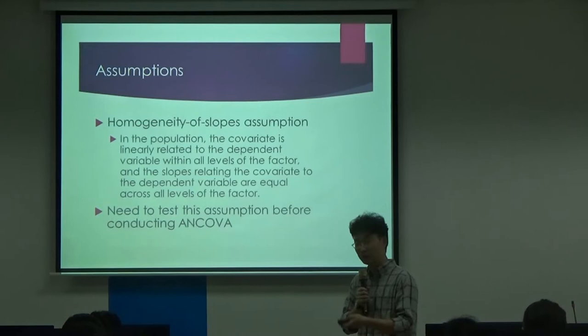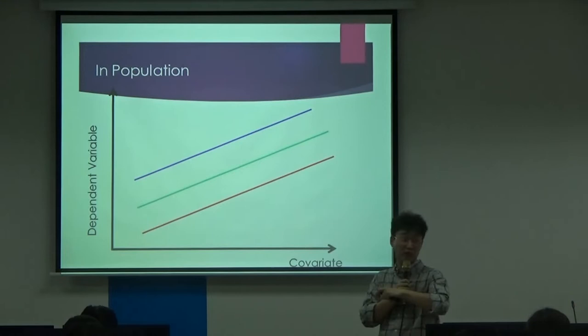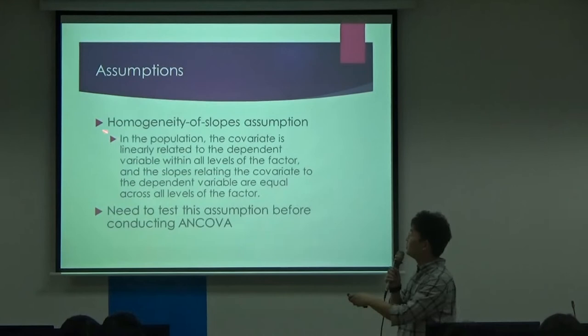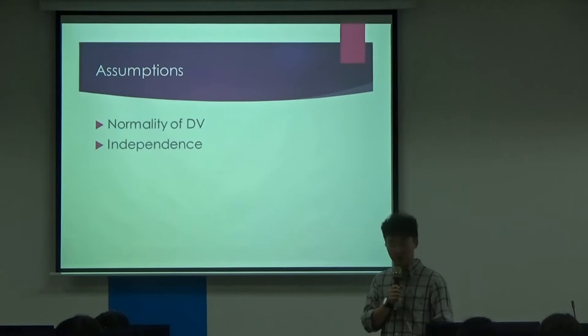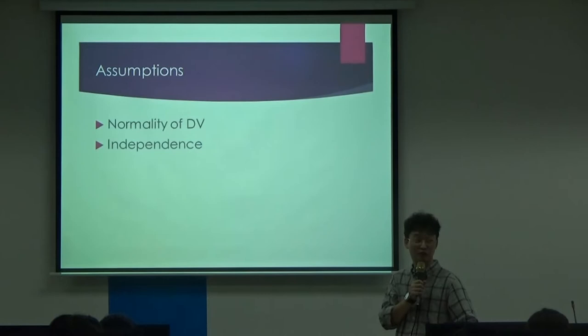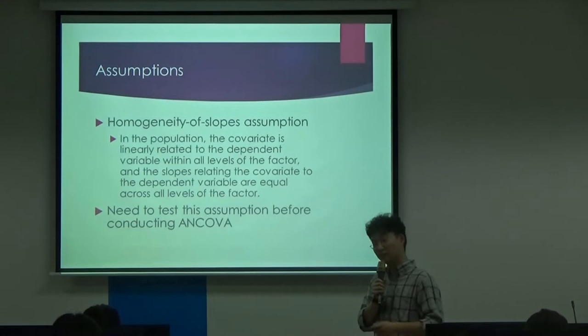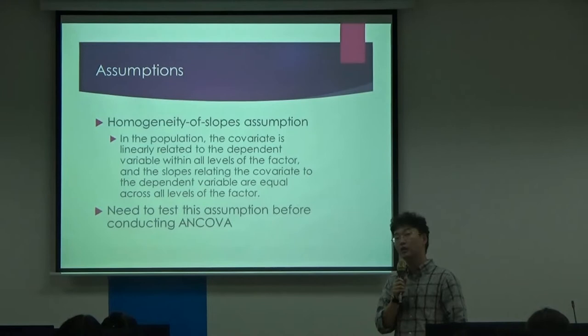So let's look at the graph again. That is to say these slopes are the same in different groups, and these groups are actually created by your independent variables, your manipulation. And I want to reiterate one thing: when we are talking about statistical assumptions, we are talking about things happening in the population. For example, when we say normality, we are saying the dependent variable is normally distributed in the population, not in the sample. And here it's the same: the homogeneity of slopes assumption says that in the population, these slopes are the same. So that's the assumption for ANCOVA, which is quite unique, because in analysis of variance, you don't have a covariate, so you don't have such slopes.